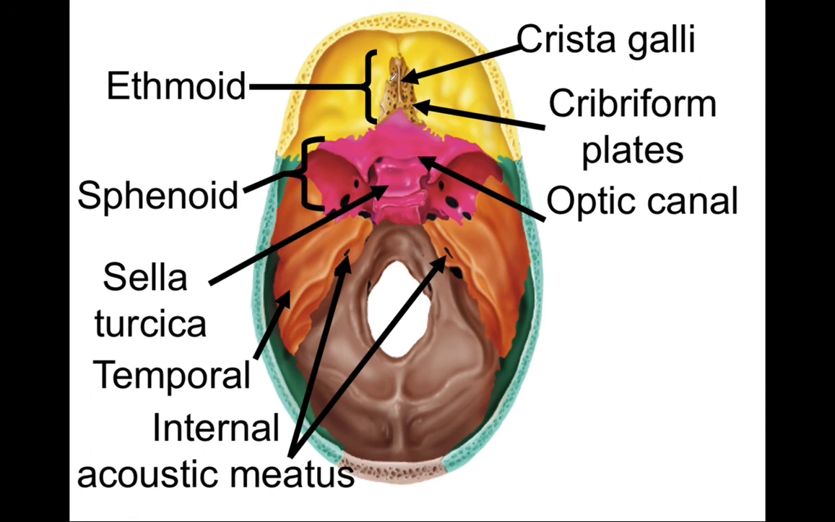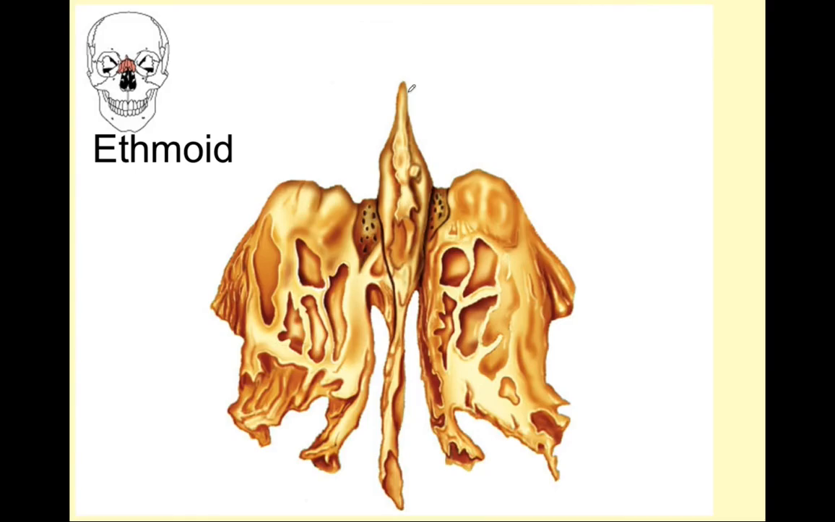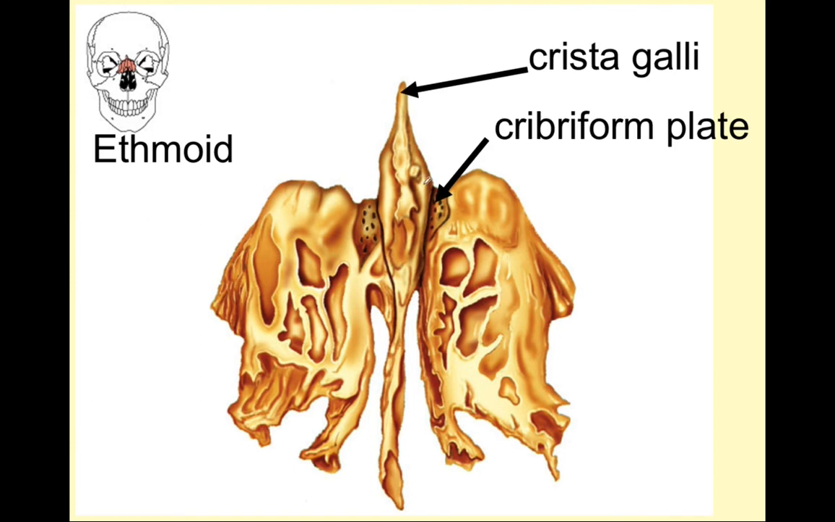So now we're going to take a look at the ethmoid bone and the sphenoid bone as they've been pulled out of the skull. This is how the ethmoid bone will look on its own. And you can see right away the crista galli and the cribriform plates. You can see from this picture why I call the crista galli the mohawk of the ethmoid bone. And on either side those cribriform plates will be so that our neurons will be able to project axons upwards so that we can bring olfactory information in for our sense of smell.